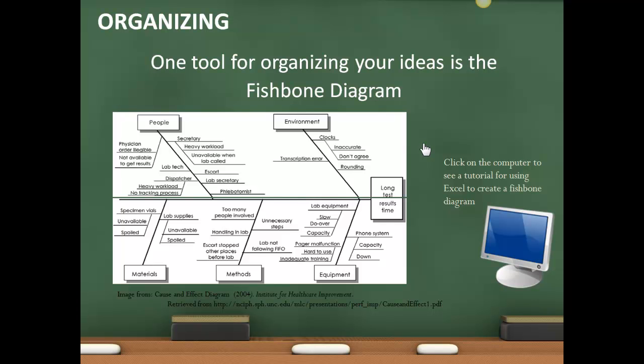Now, this diagram could be flipped. We could have the head of our fish over here, and then we could branch out and look at the effects of something. Okay, so if we started with the topic here, and then we might branch into what are the effects of waiting for test results or whatever the topic might be.